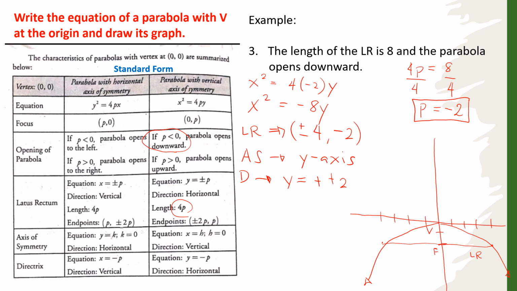By the way, our directrix, y equals positive 2. So from the origin, taas tayo ng 1, 2. And this will be our directrix. Asa ng axis of symmetry? Of course, the y-axis being what? The axis of symmetry. At syempre pa, eto na ulit yung ating sagot sa problem number 3.